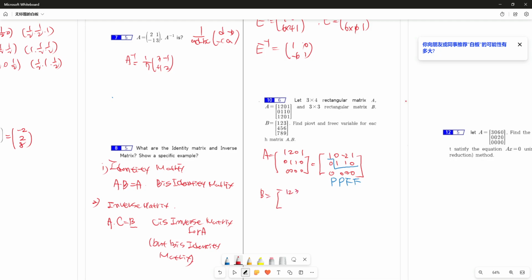And in case B equals 1 2 3 and 1 negative 3 and negative 6 and 1 negative 6 and negative 12. So 1 2 3 divided by negative 3 equals 1 2 0 and 0 0 0, and 1 0 minus 1 1 0 2 and 0 0 0. Okay, so the pivot and free.